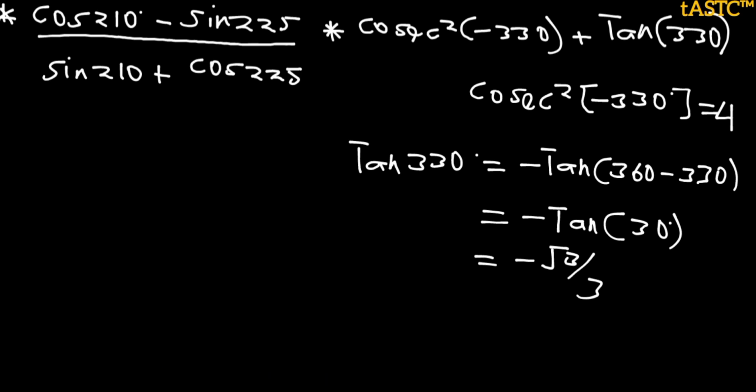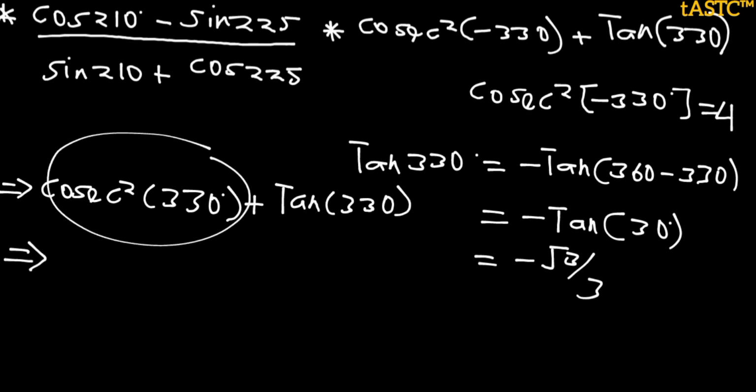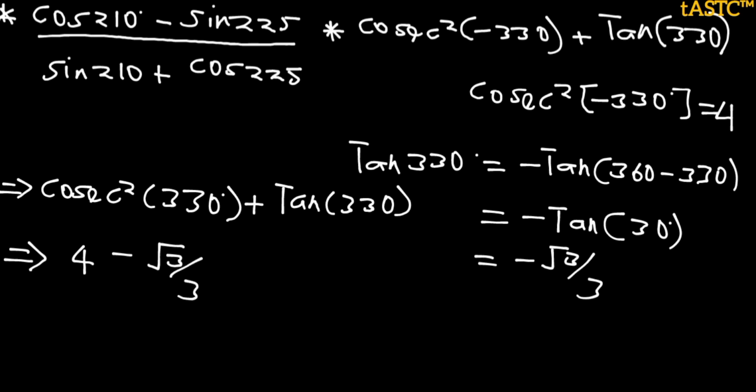Now from here, we can work everything together. We need to find cosecant squared of 330 degrees plus tan 330. Now this whole stuff, we have actually already found it to be 4. So that is going to be 4. And this stuff actually gives us a negative. So this is negative root 3 divided by 3.